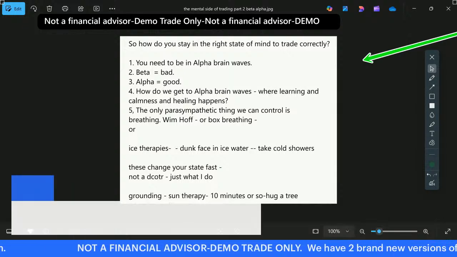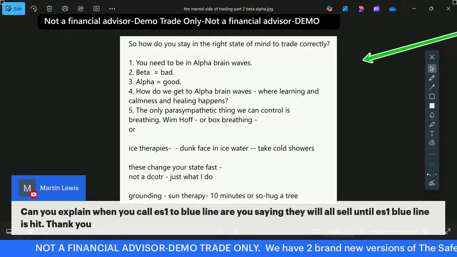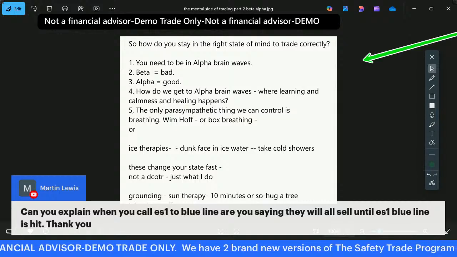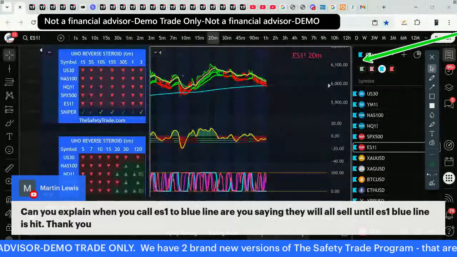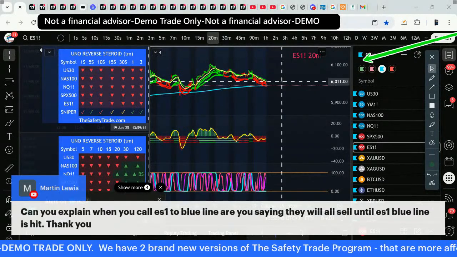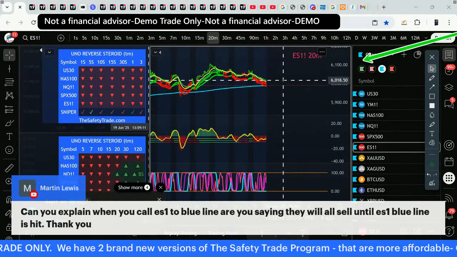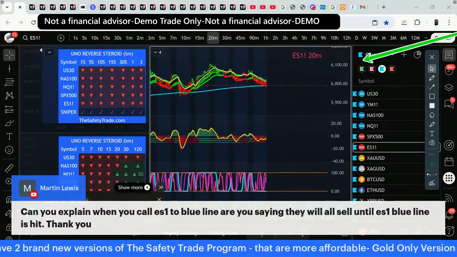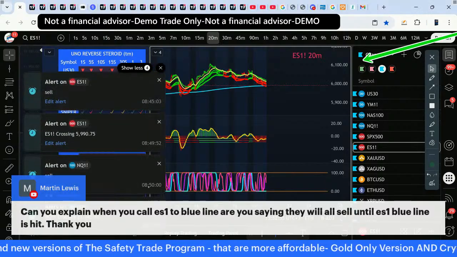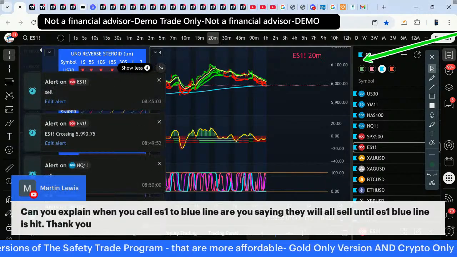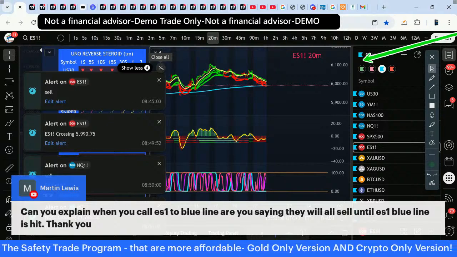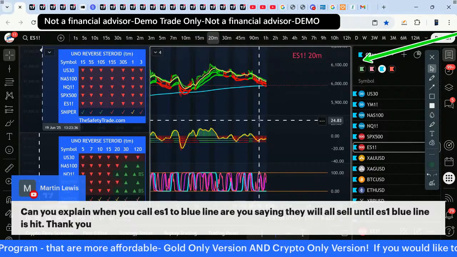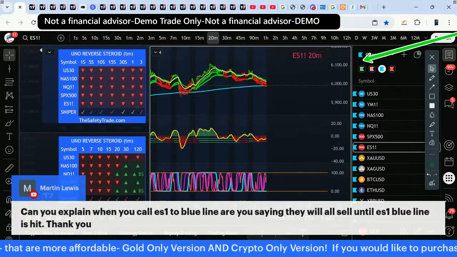Okay. Next question. Can you explain when you call ES1 to blue line, are you saying they will all sell into the ES? Correct. 100% correct. Yes, I am exactly saying that. When I'm telling you that these are all going, see this? Look at all these correct calls. All correct calls. Told you. When I'm telling you they're going to the 20-minute line, they're all going down to the 20-minute line. Yes.